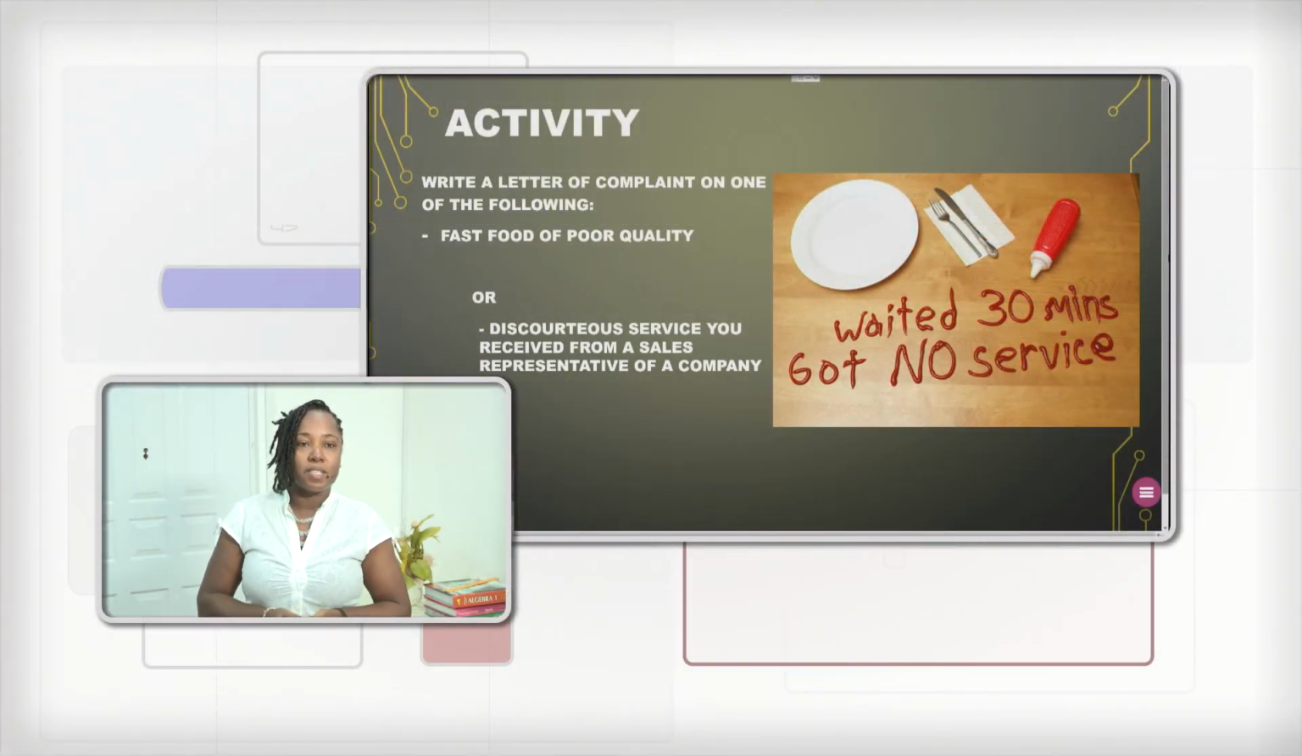Here's an activity for you to do. Write a letter of complaint on one of the following topics. You can either write about fast food of poor quality. So maybe you went to one of those fast food restaurants, but you didn't like the food. So you write in to complain about that.